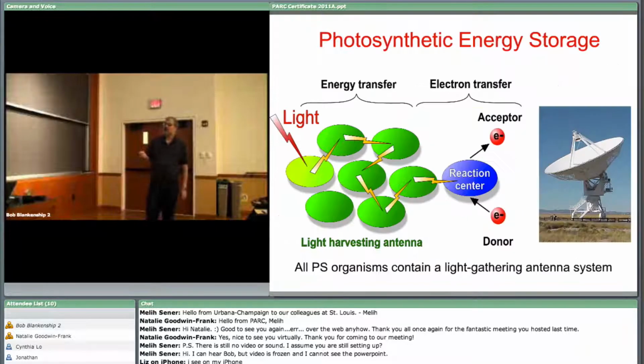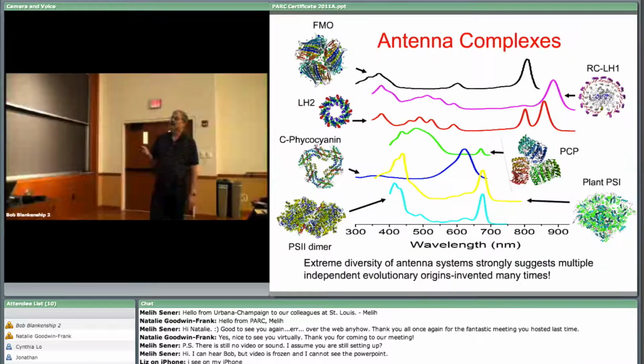All different photosynthetic organisms contain this light gathering antenna system. We'll see a little later that in some cases they may have overshot and have too big an antenna for efficient functioning. Some of the work at PARC is involved with actually trying to cut back the size of this antenna. But it's there in all organisms, obviously serves a function, and we want to try to understand this as well as we can.